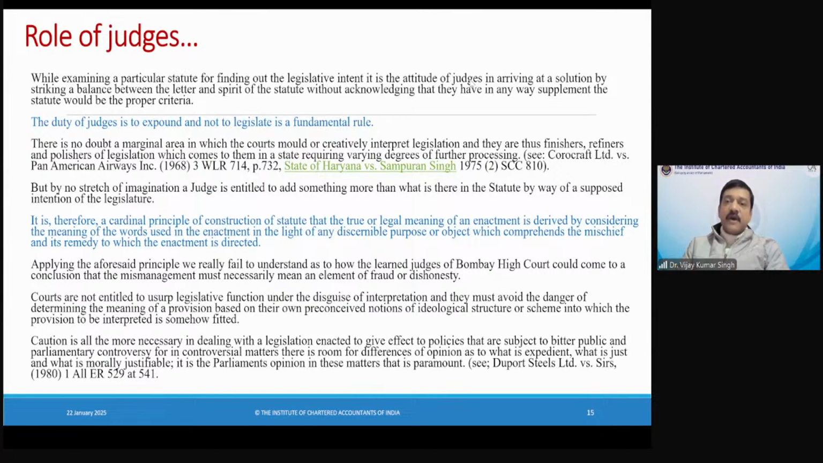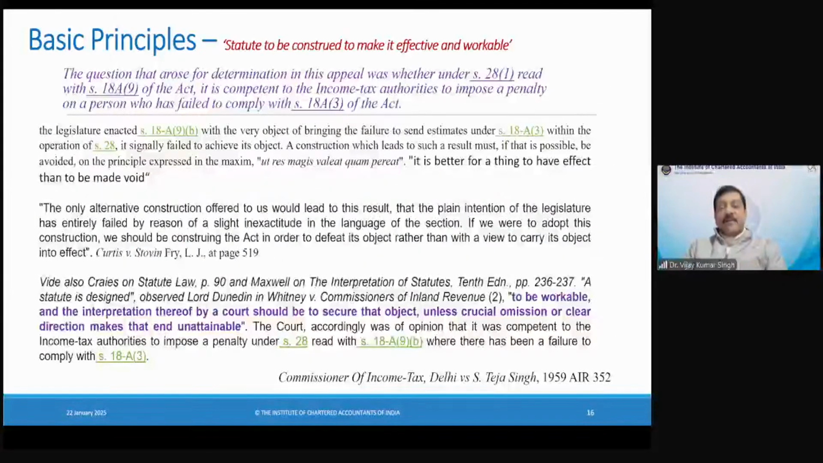It is left to the Parliament to decide what law has to be brought up. Now, let us move ahead with the third basic principle, and it says that a statute is to be construed to make it effective and workable. This is a very important principle, and I will give it to you by one example.